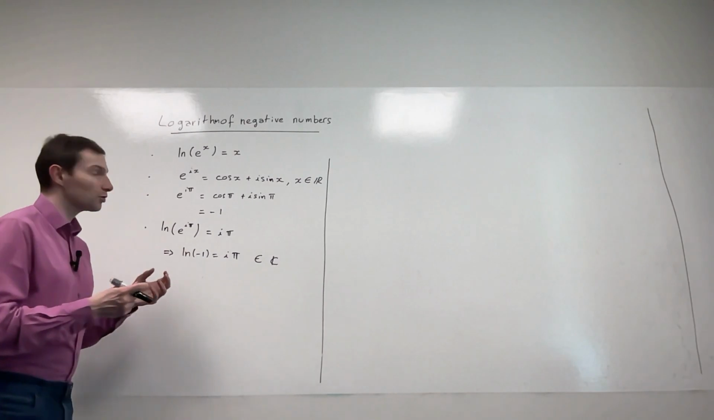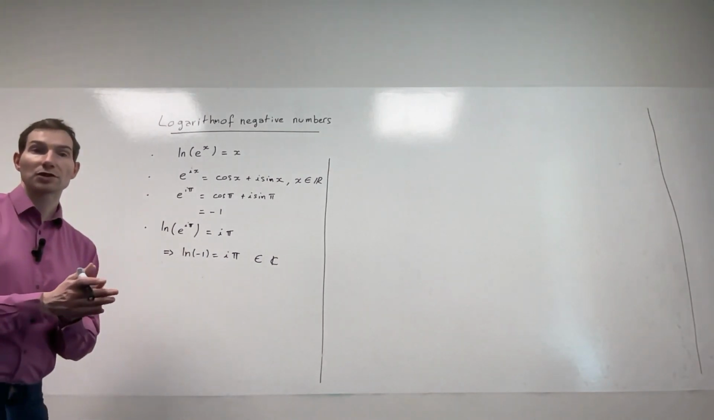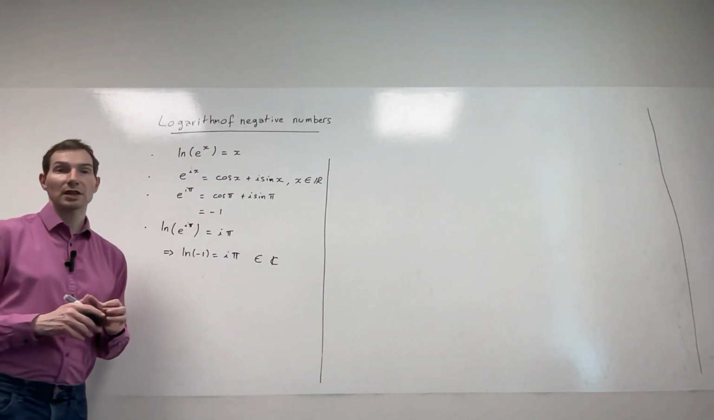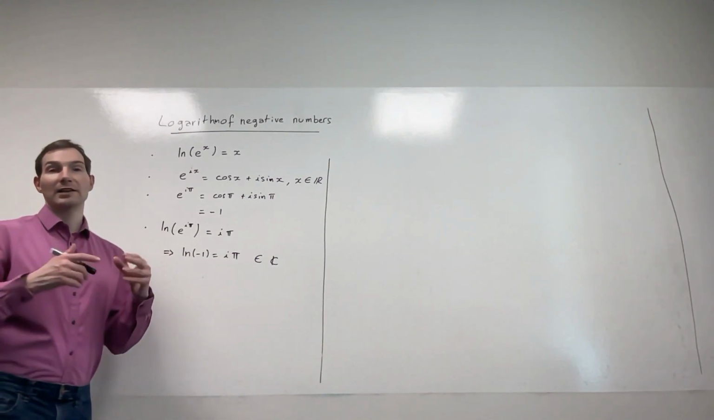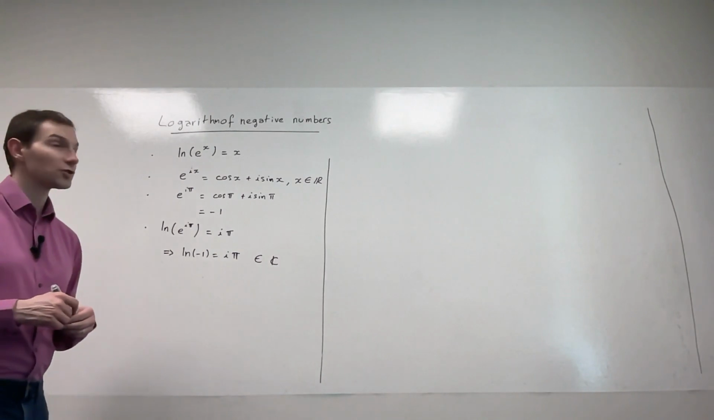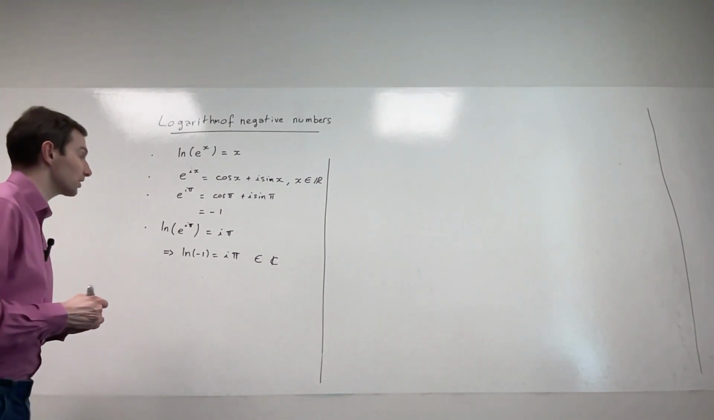Now, what we want to do is to benefit as much as possible from the properties of the way to write complex numbers as exponentials. That's the so-called exponential representation of complex numbers.